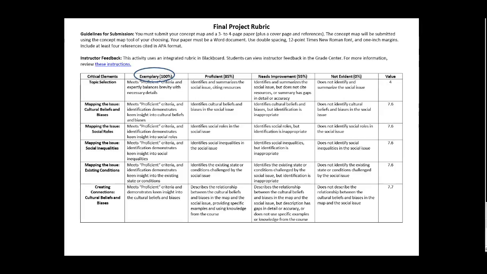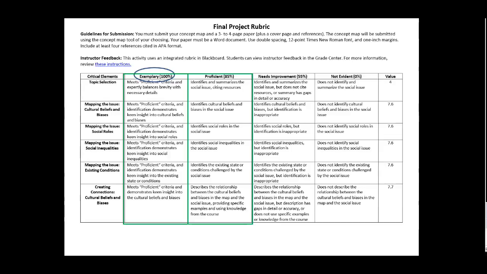Usually you've seen proficient, needs improvement, not evident. You've seen that in your milestones, and I think in your actual discussion boards. But exemplary is different. So let's talk about what that means. Let's again start at proficient, where you identify and summarize the social issues citing sources. This is topic selection. And then move to the left: meets proficient criteria, and expertly balances brevity with necessary details. So what exemplary is, is that you met proficient and you went above and beyond.